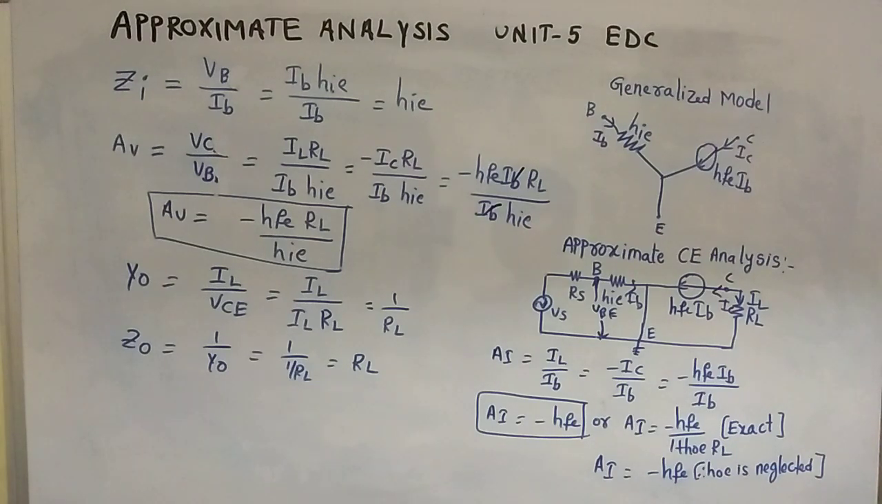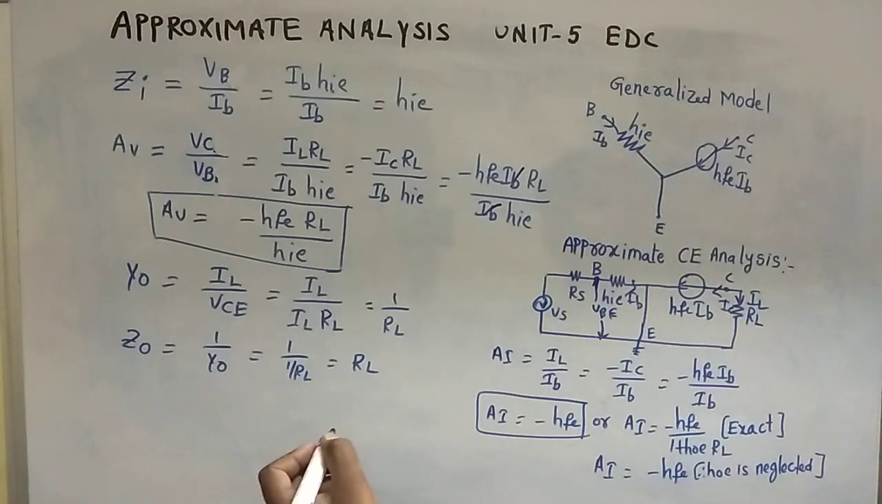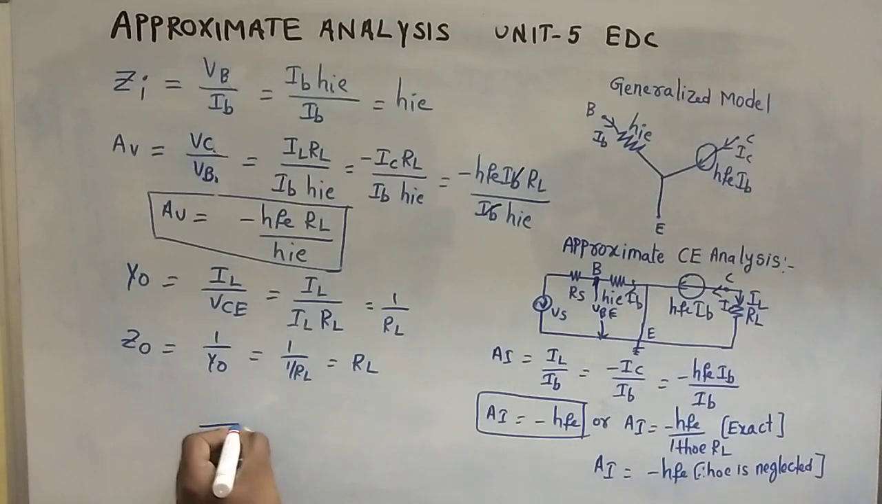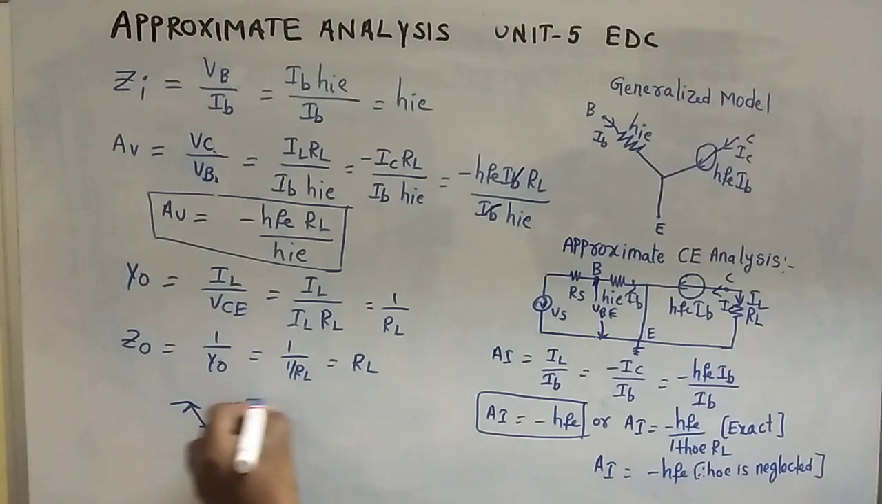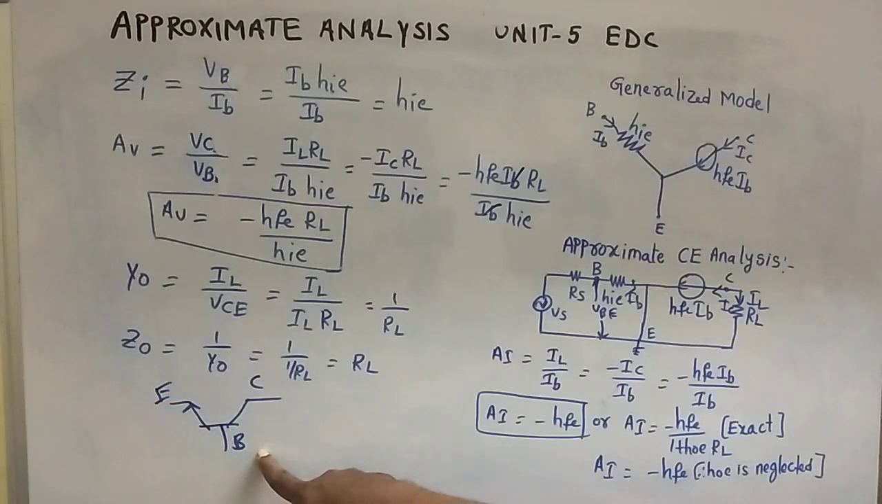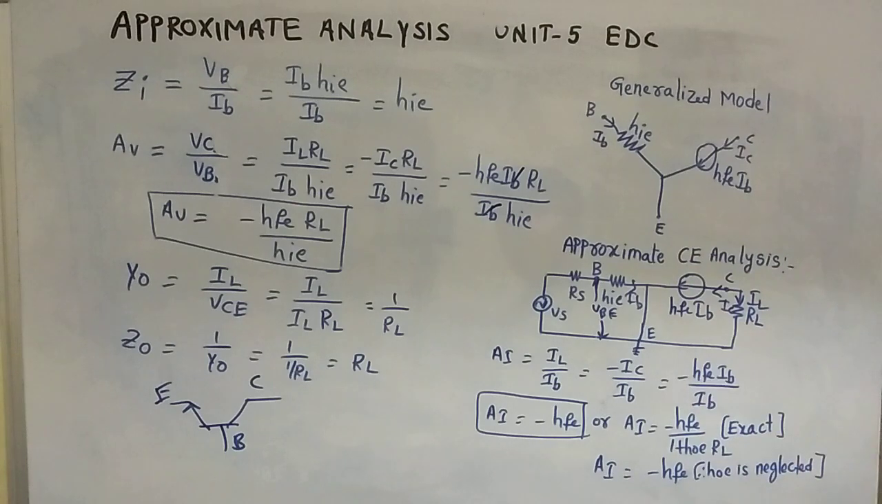Let us see how we can write the common base configuration from the generalized model. This is the common base configuration. Input is emitter, output is collector.